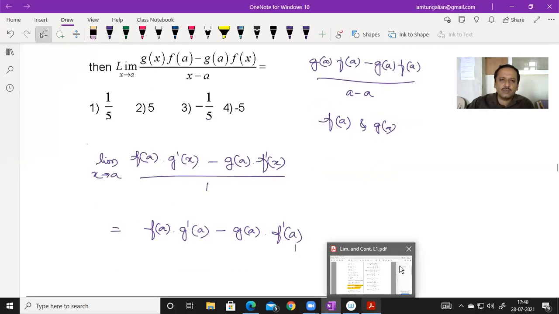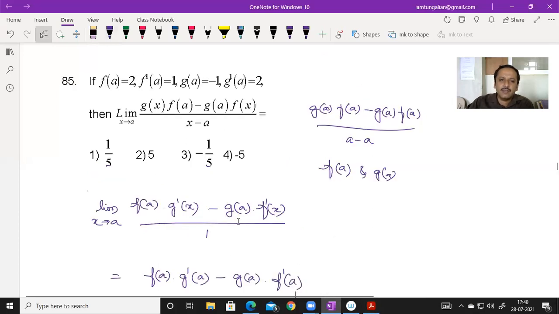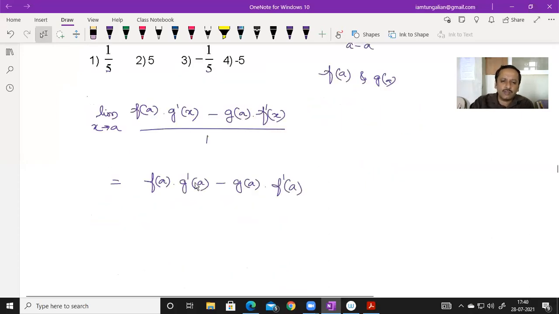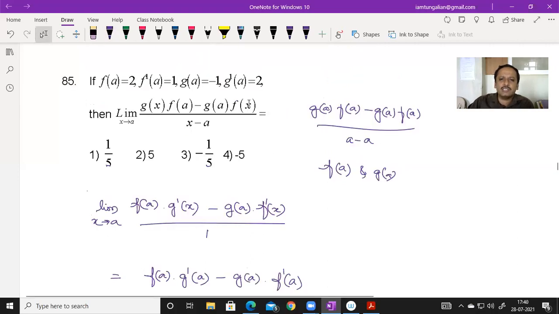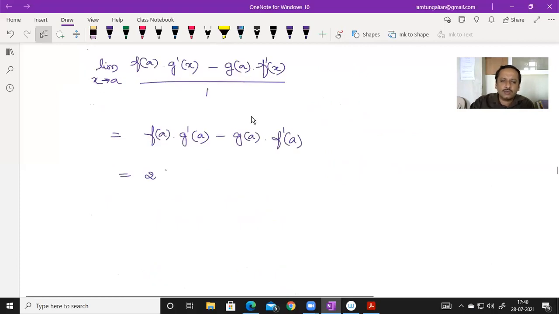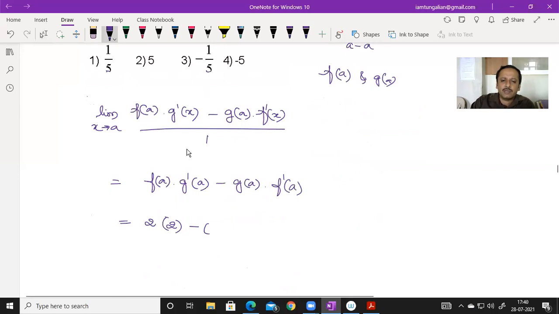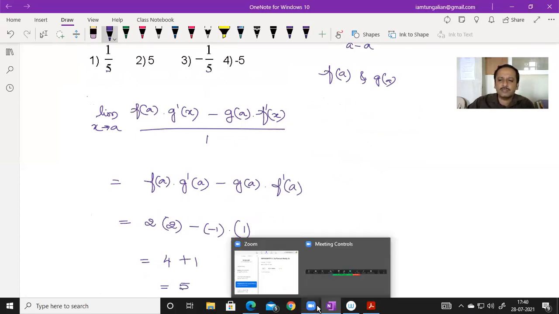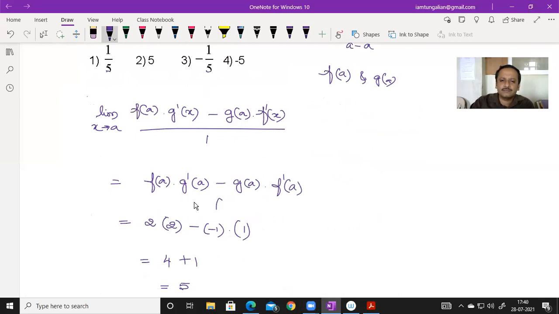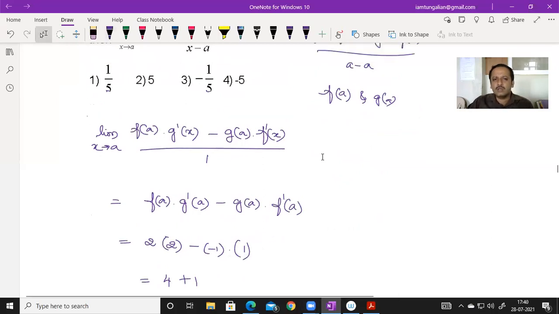Now substitute the values. What is f of a they have given? F of a is 2. F dash of a is 1. G dash of a is also 2. Minus g of a into f dash of a. G of a is minus 1. F dash of a is 1. So 4 minus minus 1 into 1, that is 4 plus 1. Answer is 5. Second option.